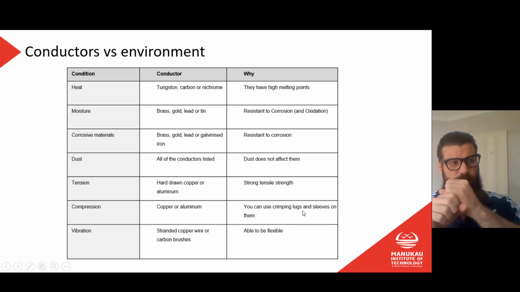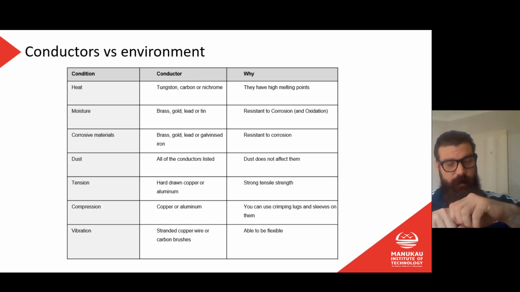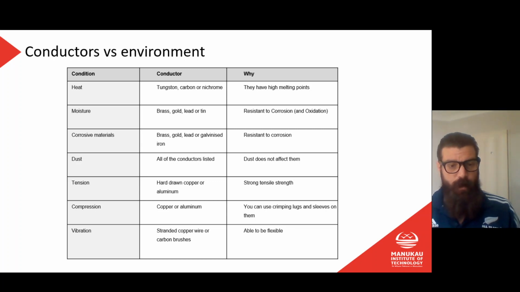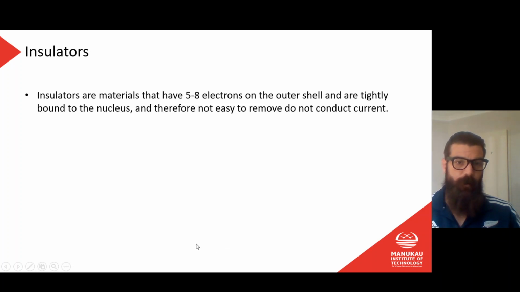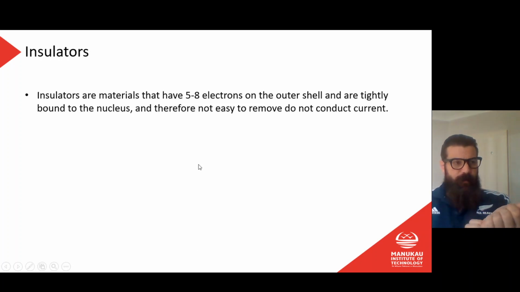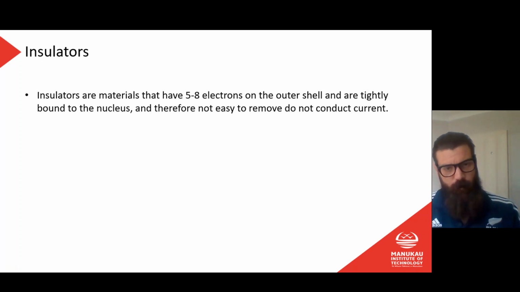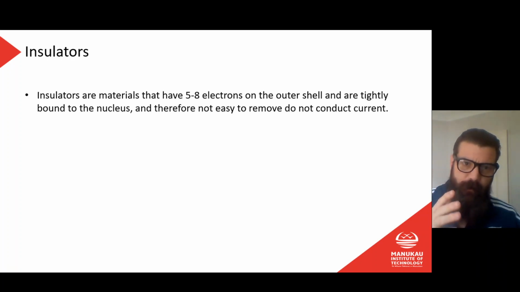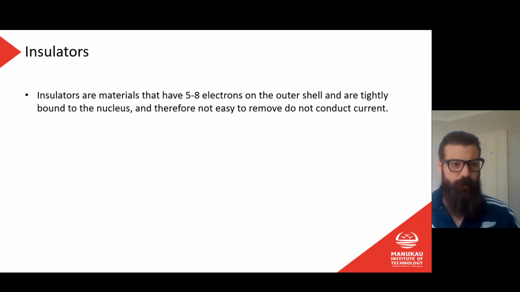So one of the ways we might connect to a copper conductor is to have a sleeve or lug, as we call it, which we'll see when we start doing some installation, that we squeeze around the conductor. And vibration, so if we have our conductors in a place where there's going to be a lot of movement, stranded copper wire or carbon brushes give us the ability to be flexible and movable. So that's conductors. We'll certainly cover more about resistance and conductors, but this is just a brief outline and introduction at this stage.